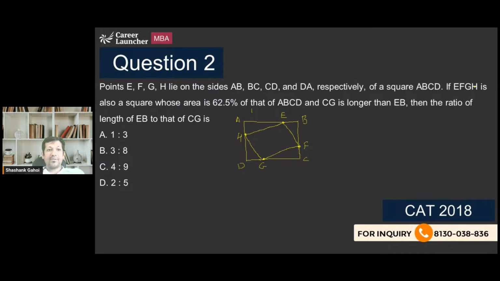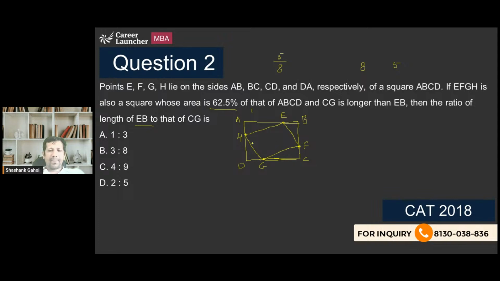It says that EFGH is also a square whose area is now 62.5%. In fraction can be called as 5 by 8. So if ABCD has an area of 8, then EFGH has an area of 5. And from that, I need to find out the length of EB, that is this, is to CG, that is this. So I need to find out this ratio.